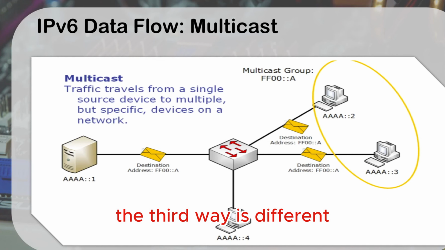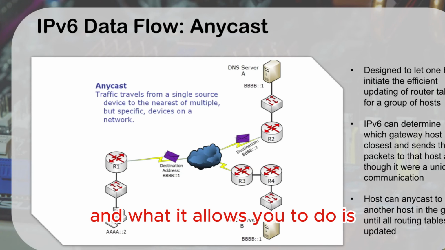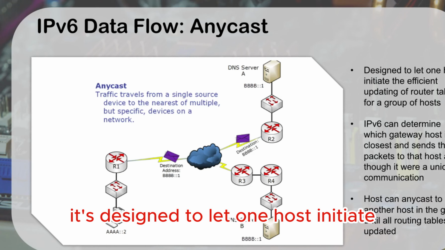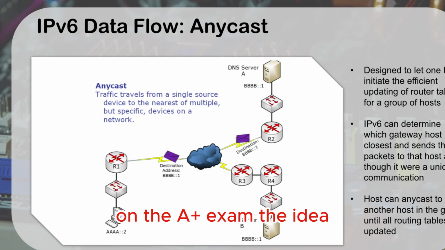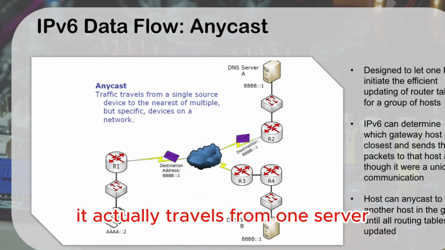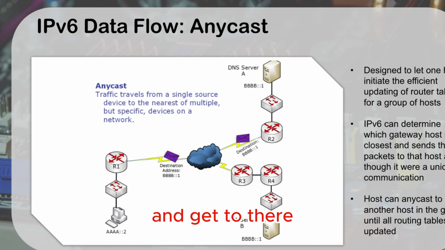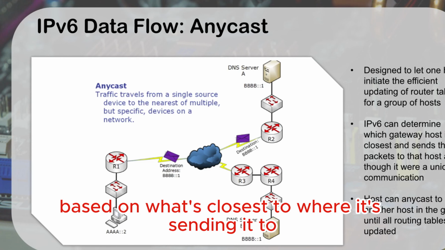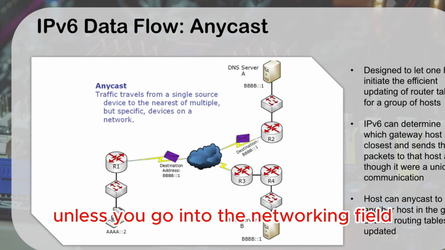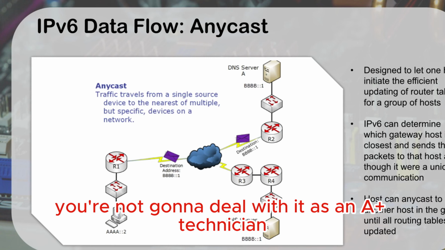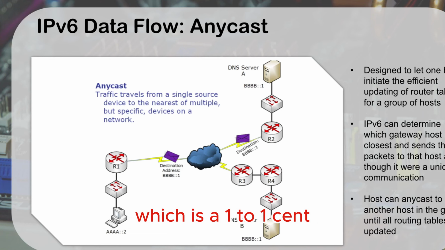The third way is different. It's called Anycast. So we got rid of broadcast and instead we use this thing called Anycast. And what it allows you to do is it's designed to let one host initiate efficient updating of router tables. And again, you're not going to see a question about this on the A+ exam. The idea here is that it actually travels from one server to the nearest of multiple locations based on what's closest to where it's sending it to. Okay. Don't worry much about Anycast and IPv6. Again, unless you go into the networking field, you're not going to deal with it. As an A+ technician, we're not worried about it. You're going to be dealing with unicast for almost all your communications, which is a 1-to-1 send.